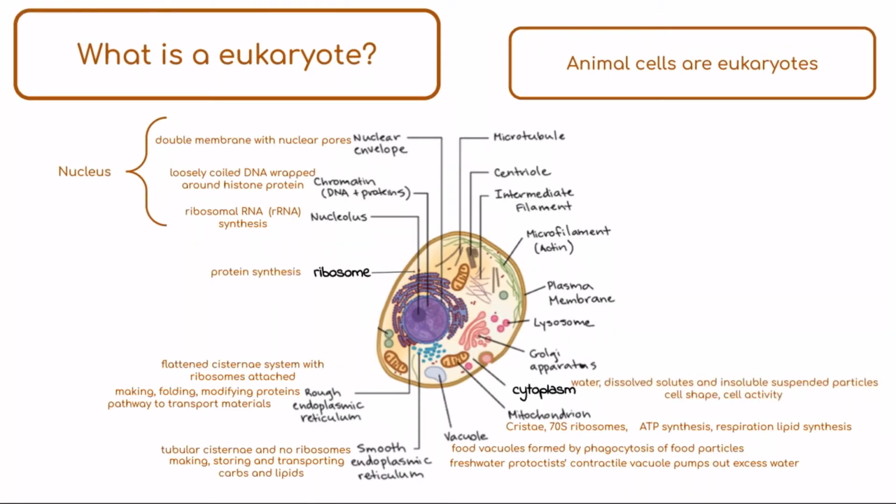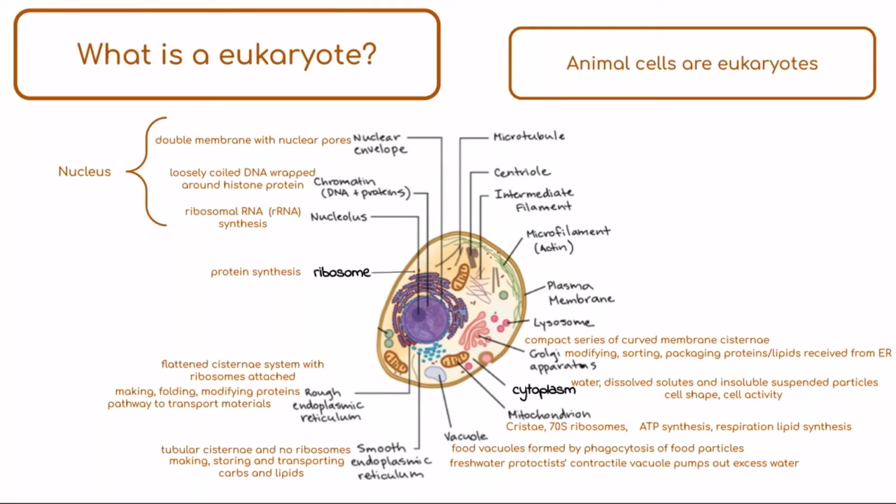This is all suspended in the cytoplasm. Cytoplasm provides cell shape and is the site of much cell activity such as metabolic reactions and consists of water, dissolved solutes and other insoluble suspended particles. There is also the Golgi apparatus. This is a complex series of curved membrane cisternae and is involved in the modifying, sorting and packaging of proteins and lipids received from the endoplasmic reticulum.